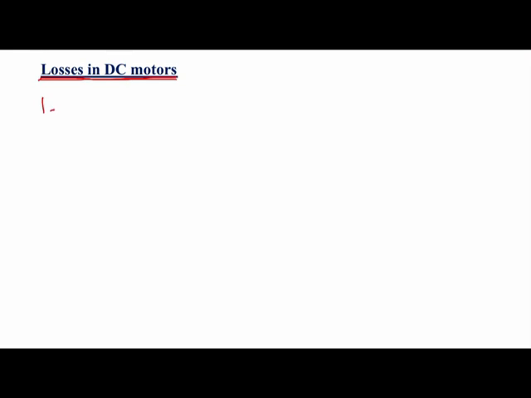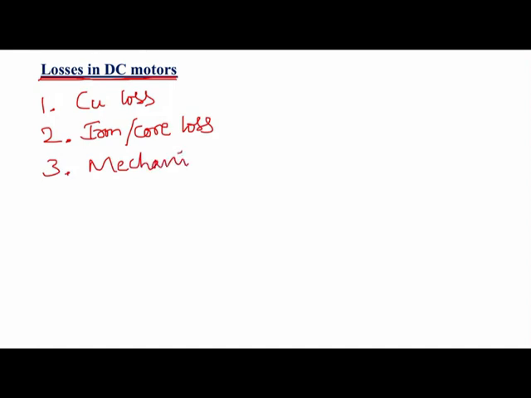One is the copper loss. Second is the iron loss, also called core loss. Third is mechanical losses. We will discuss one by one what copper loss, iron loss and mechanical loss are. These are the three losses that occur in either a motor or a generator.